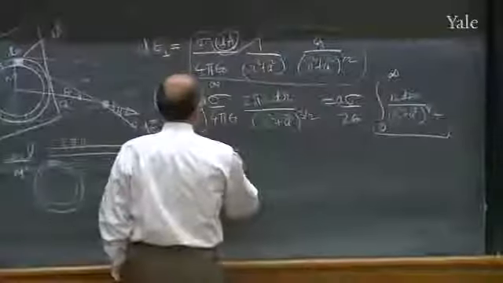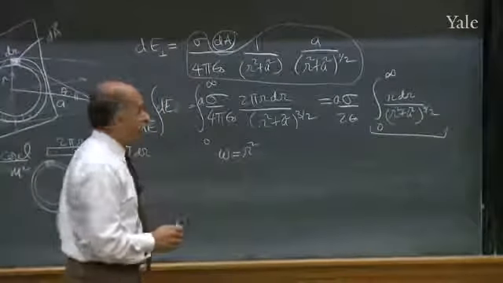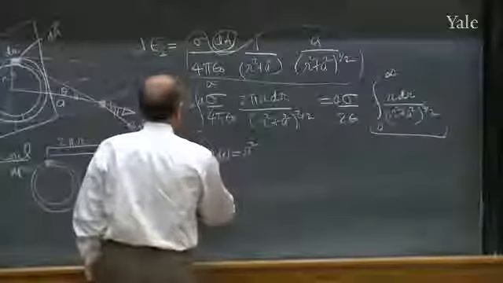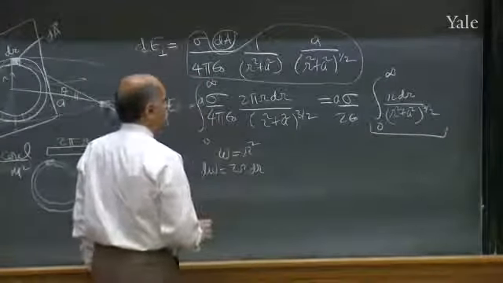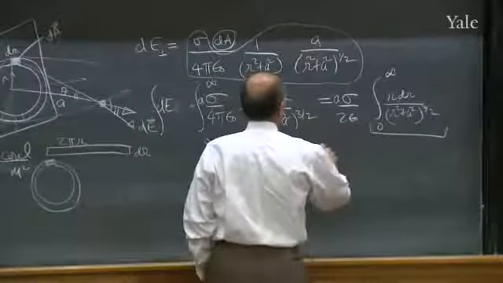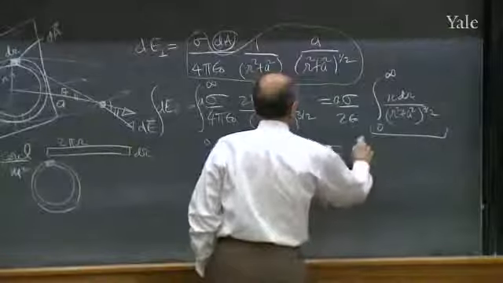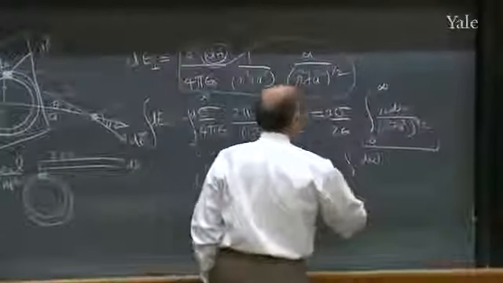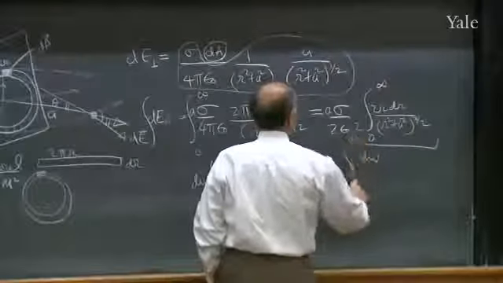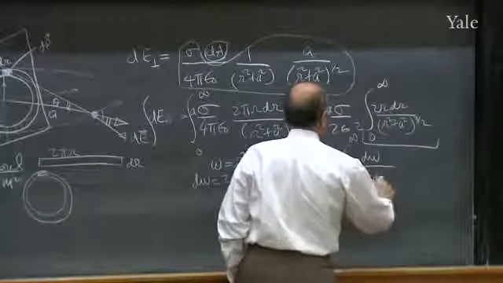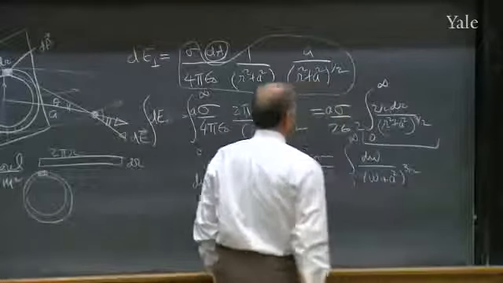I will say let w equal r squared. Then dw is equal to 2r dr. So if I come here, I can write it as sigma over 4 epsilon 0. I borrow a 2 top and bottom to make it dw. w also goes from 0 to infinity, but now I get w plus a squared to the 3 over 2.